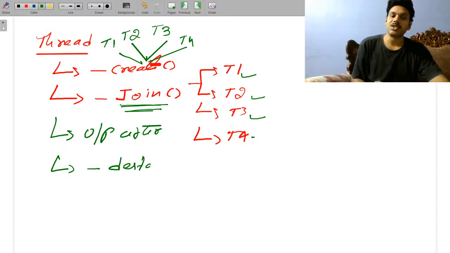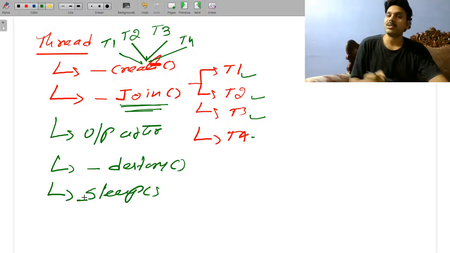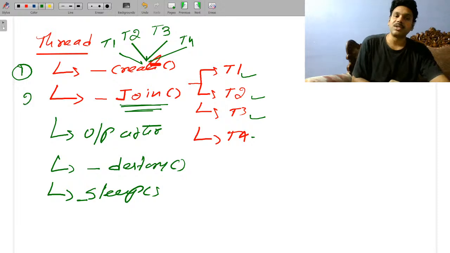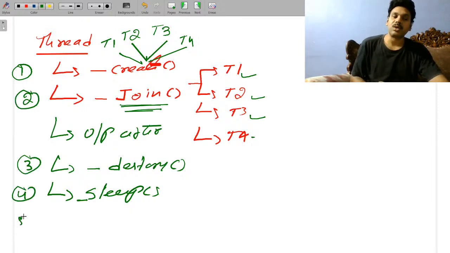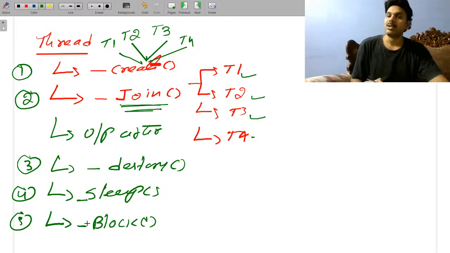So you need to use the concept of what? Thread underscore destroy. If you want to put any of your threads to sleep, you can use the sleep system call, so that one thread or two threads can sleep. So these are the main system calls: creation, join, destroy and sleeping, and one more, blocking. If they are going to fall into deadlock, those threads are going to be blocked. So this is the meaning of a block system call. So using the system calls, your thread is going to be executed.